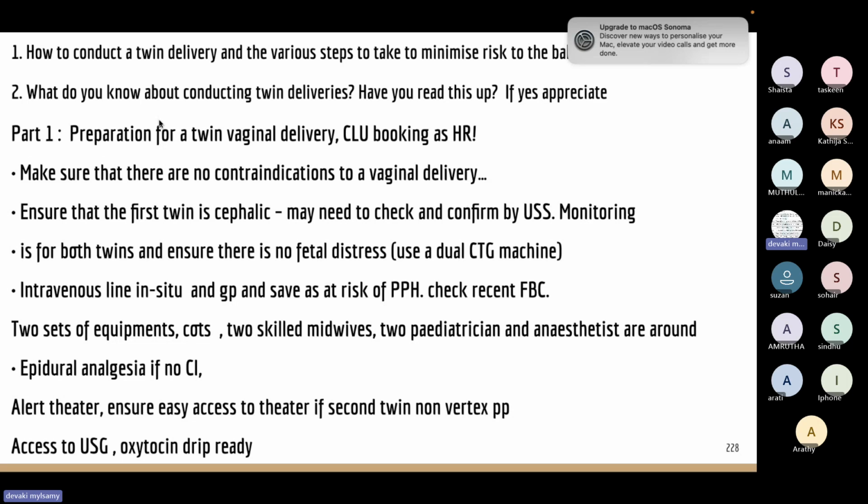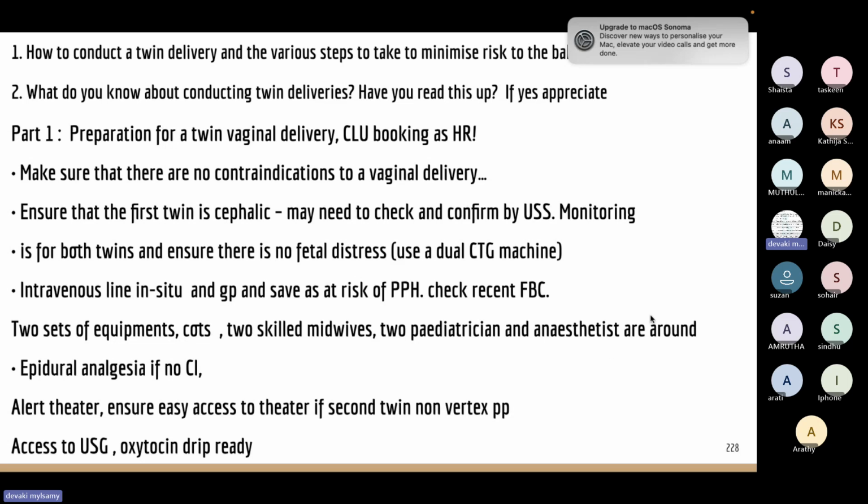Check recent FBC, or full blood count. These are points which you can mention: ensure IV line, group and save, check recent full blood count. That also can be an additional point. Now, two sets of equipment. It is very, very important. Did you mention this, dear? Yes, ma'am, two sets. So two sets of equipment, two skilled midwives, two pediatricians and an anesthetist.